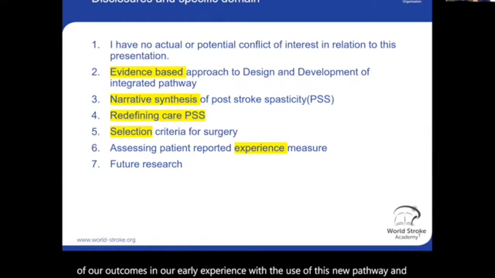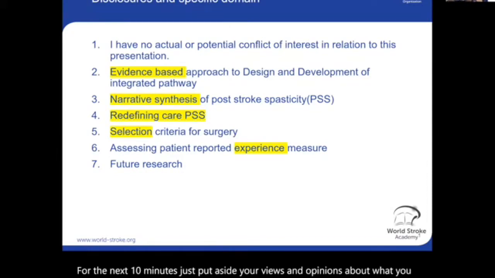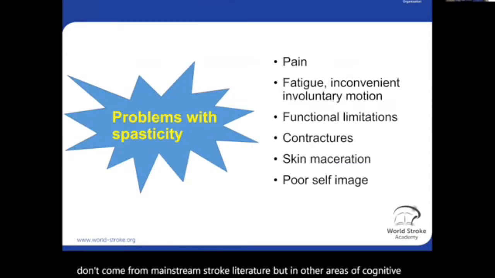As I declare my non-interest, I would urge you and the attendees, for the next 10 minutes, just put aside your views and opinions about what you have practiced in post-stroke spasticity. I think this is a tremendously under-investigated area, and we have failed to look at the psychosocial impact of spasticity. So I'm going to share with you some of the thoughts and ideas which don't come from mainstream stroke literature, but from other areas of cognitive neuroscience, psychology, and engineering. We are all familiar with the problems of strokes in terms of the spasticity in post-stroke, so we exclude those without spasticity. There's been a lot of emphasis on the biophysical aspects of spasticity and very little on the psychosocial aspects of spasticity. So we'll touch a bit on that.